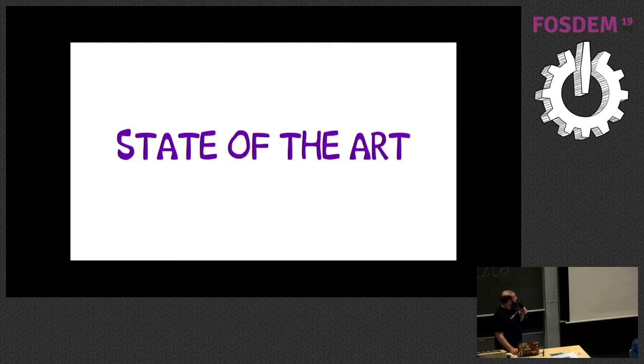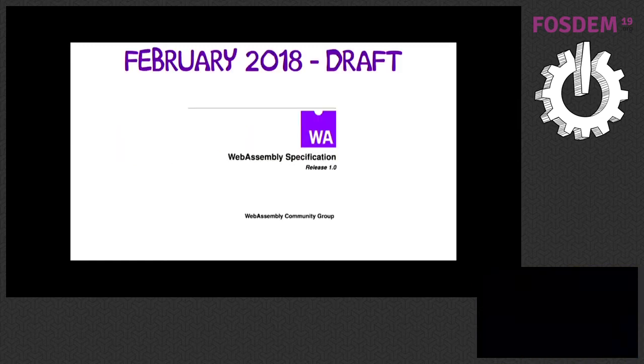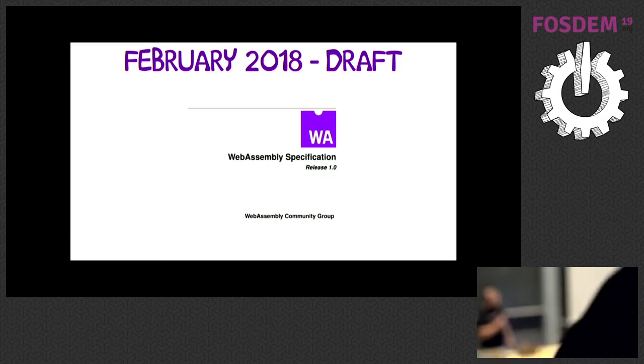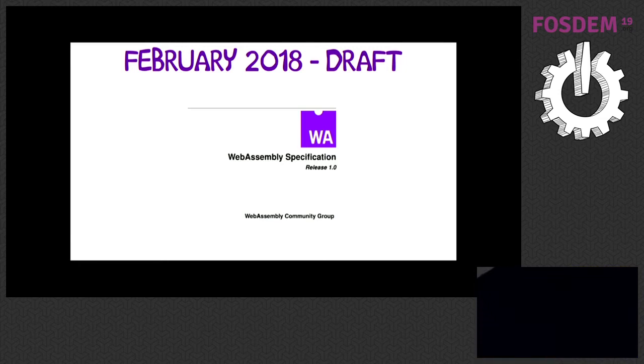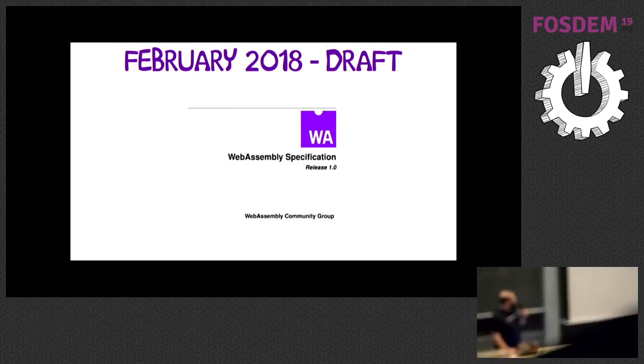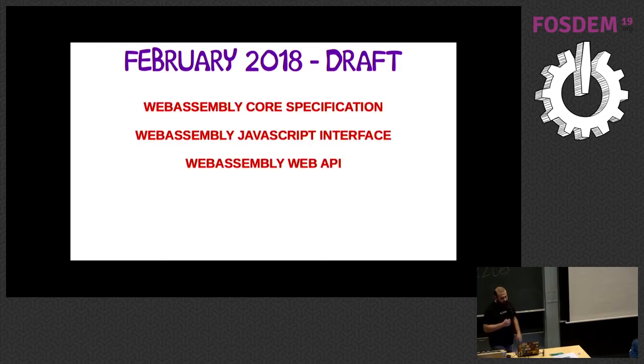In February 2018, the draft of the specification for the 1.0 release was published. But it's a draft, frequently updated, and the last update was the day before yesterday, so it's very recent. This draft defines the specification about the core, the JavaScript interface, and the web API. For each of these parts we could have a separate talk, because they are very long and complex.